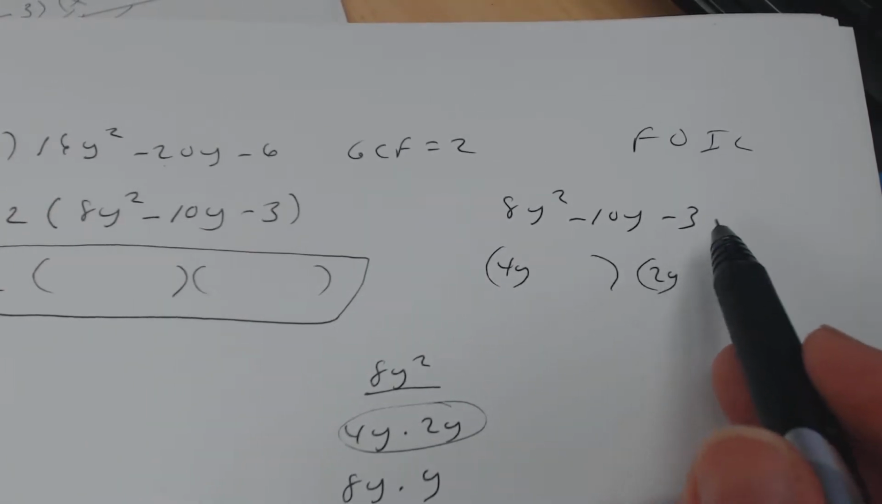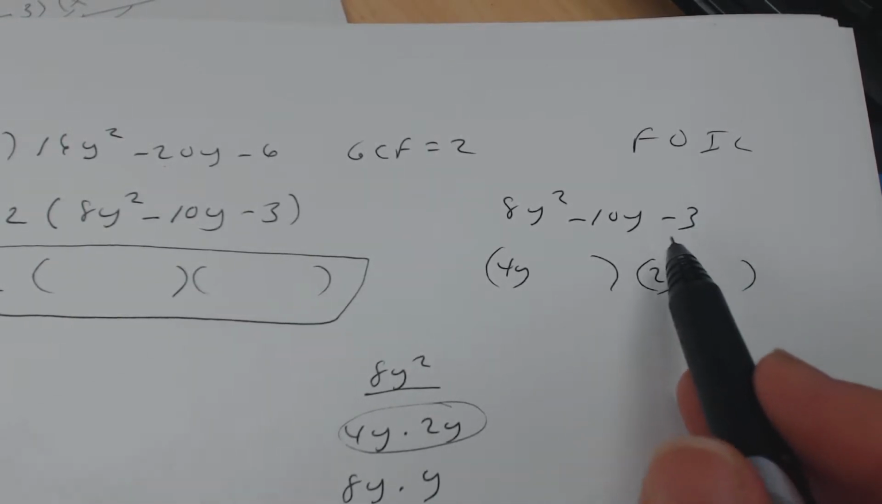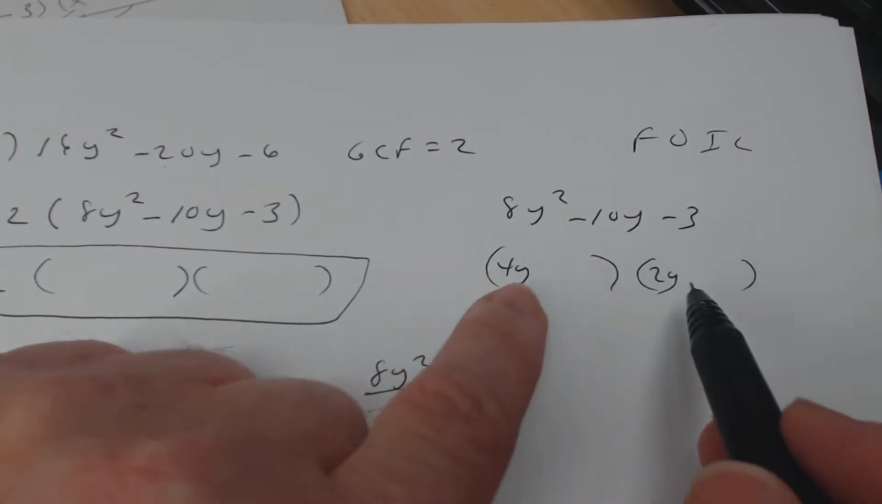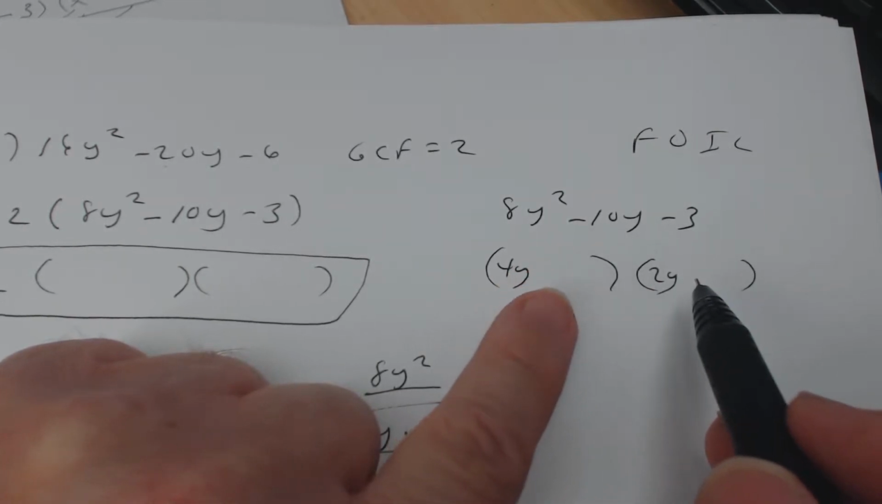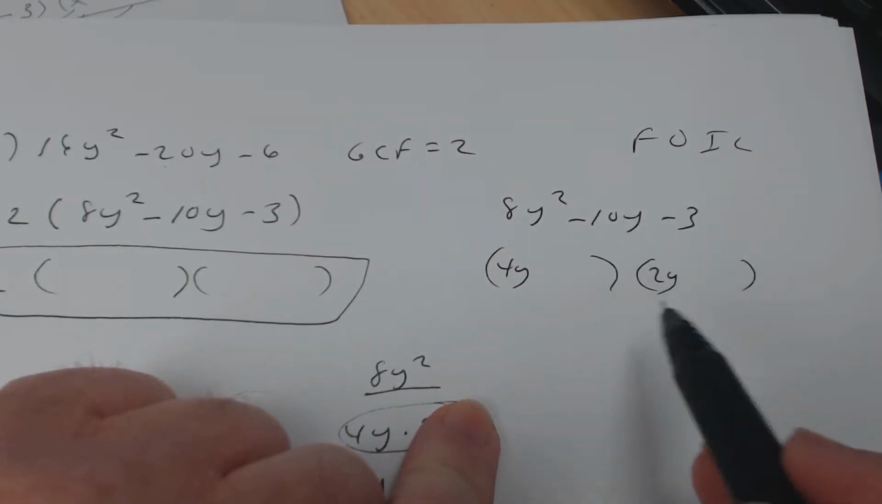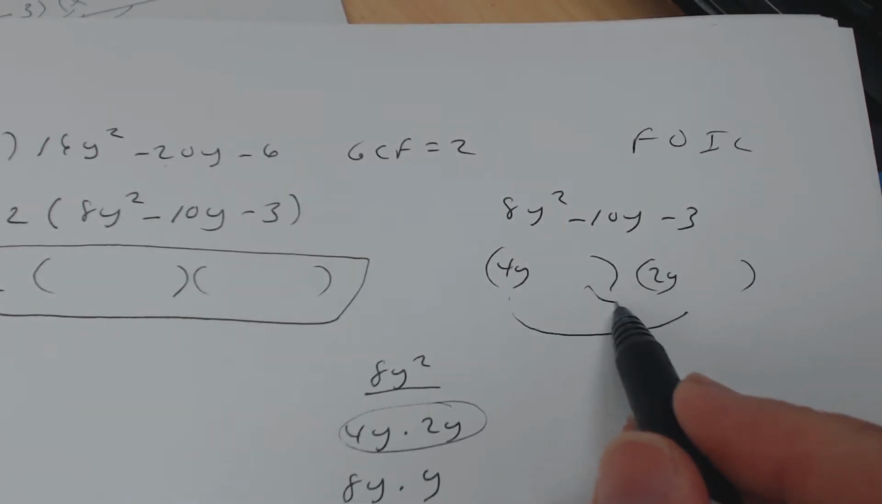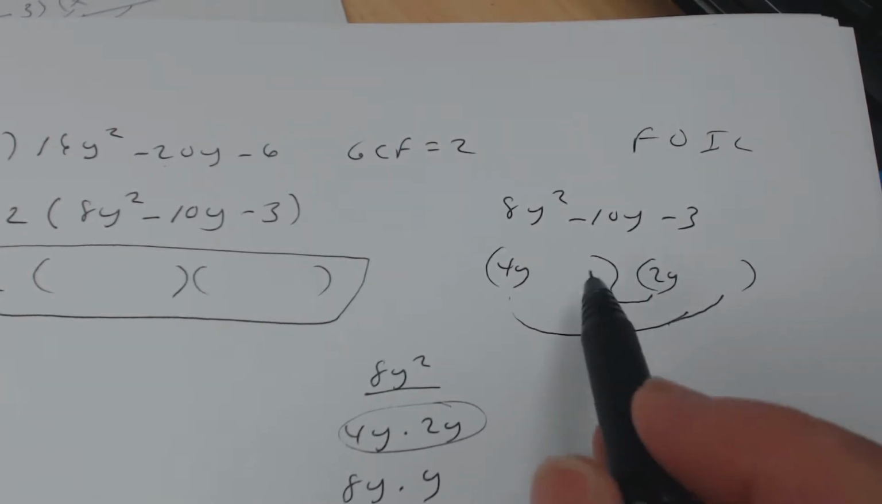All right, now, the last term is negative 3. The sign's negative, so that means that these signs in here are going to be different. One's going to be positive, one's going to be negative. All right, but we're going to do that at the end. That's where we're going to look at the outer and the inner to help us determine what these signs need to be.